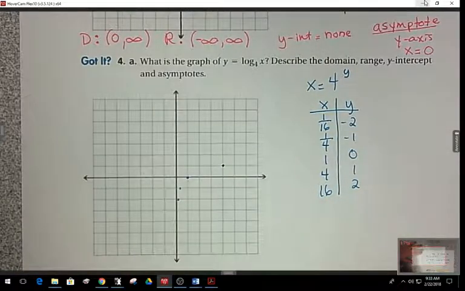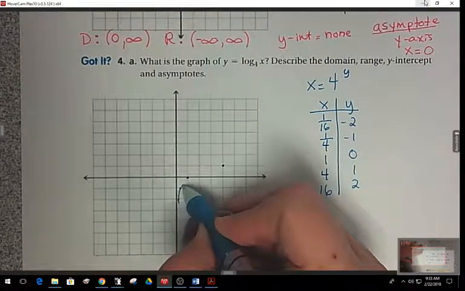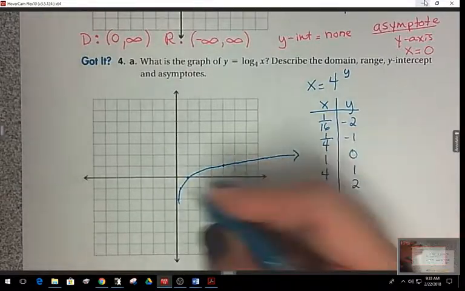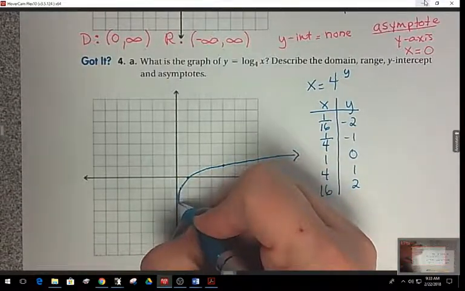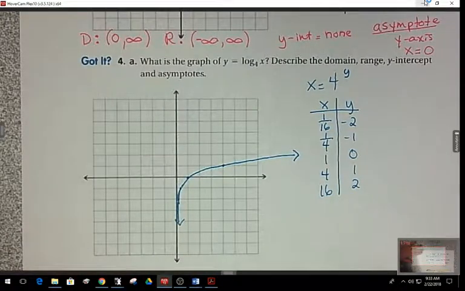And I can't plot the point 16, 2. I can't even get close, so we're going to kind of estimate that part of the graph. And then over here, I'm getting closer and closer and closer to that y-axis. Here's what my graph of y equals log base 4 of x looks like.